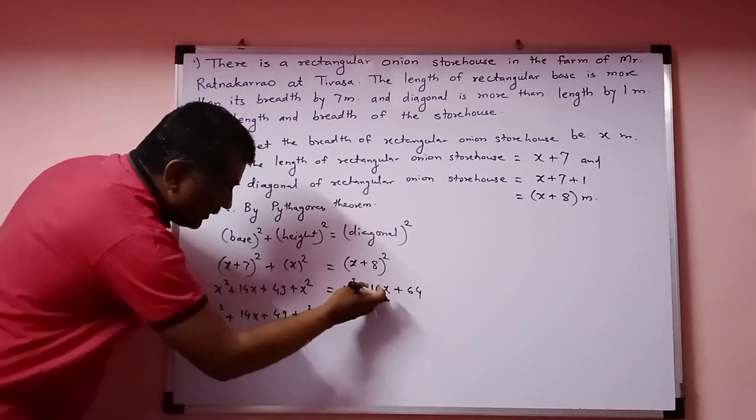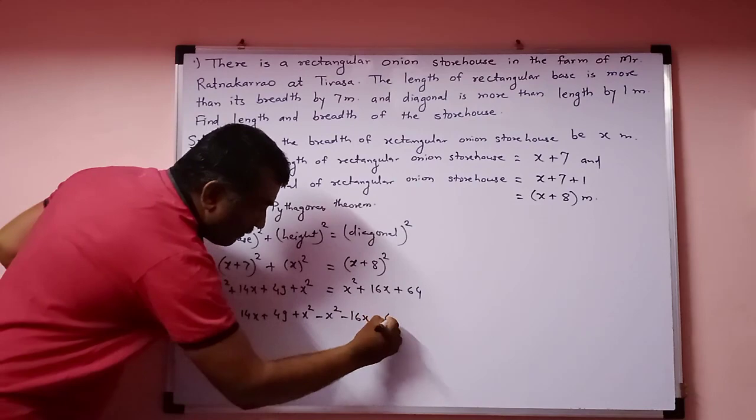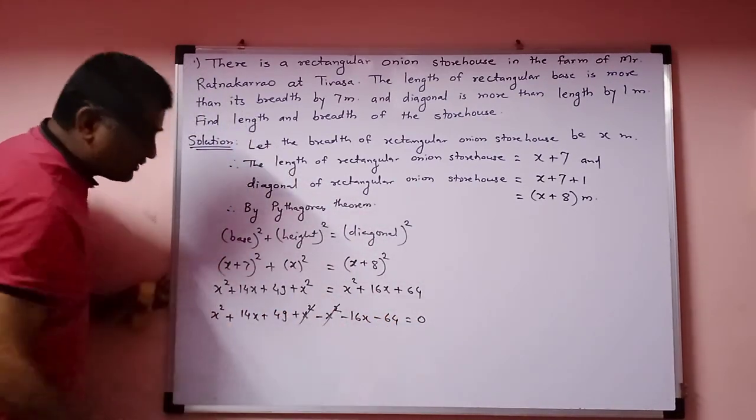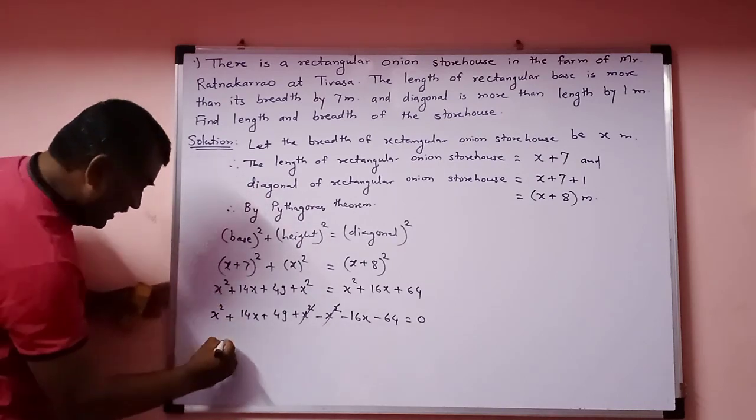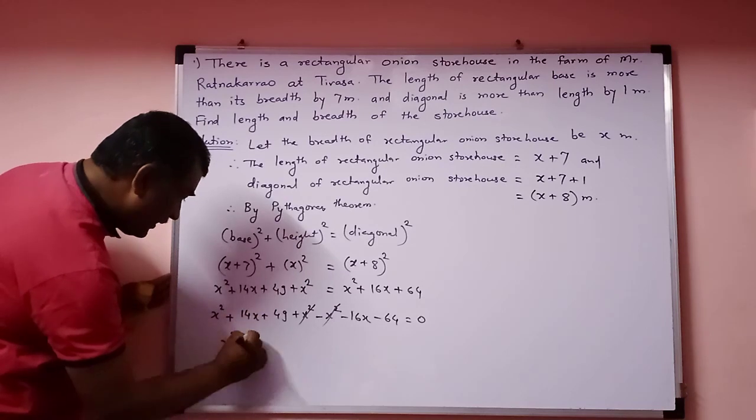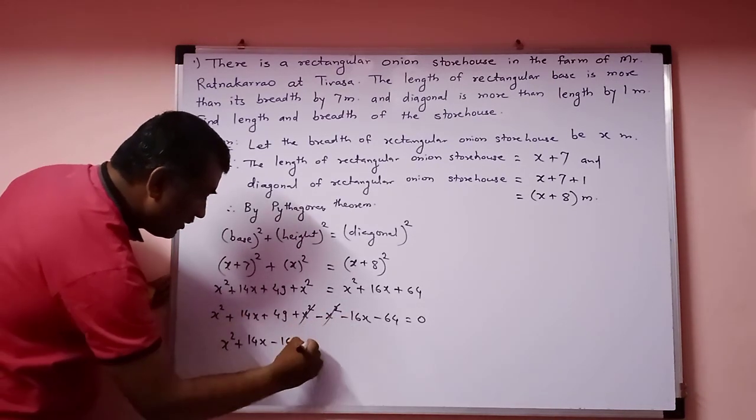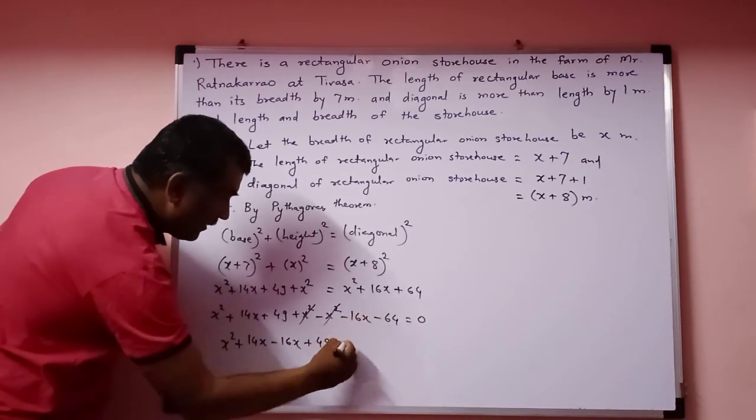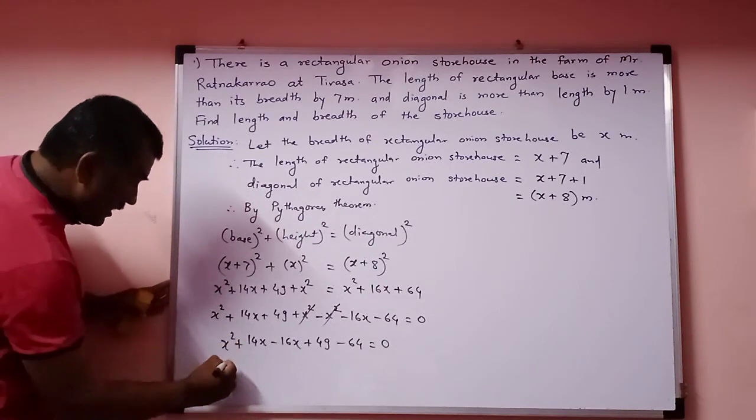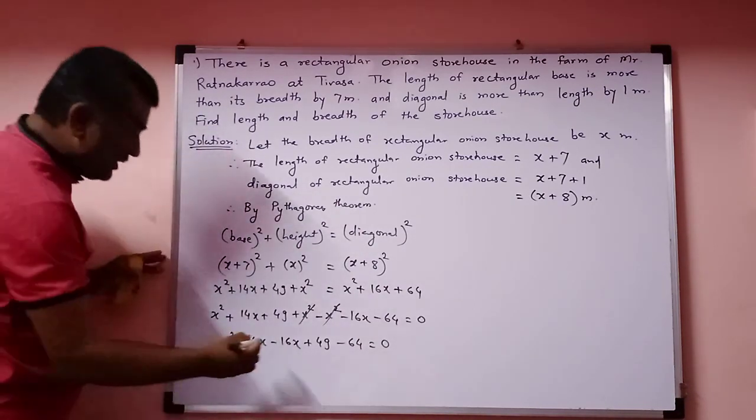minus x square plus 16x minus 16x plus 64 minus 64 is equal to 0. x square minus x square cancel. x square plus 14x minus 16x plus 49 minus 64 is equal to 0. x square plus 14x minus 16x.